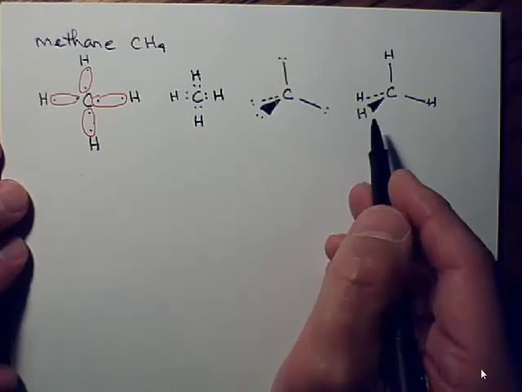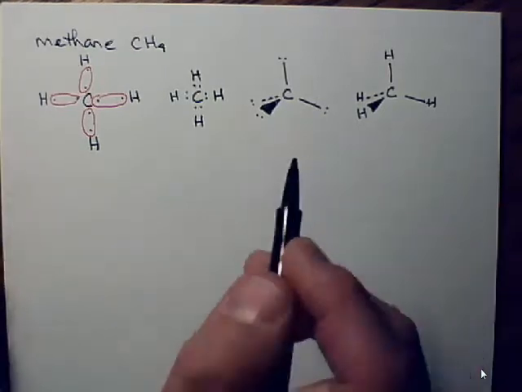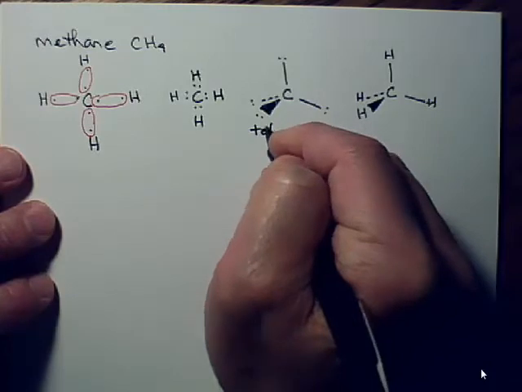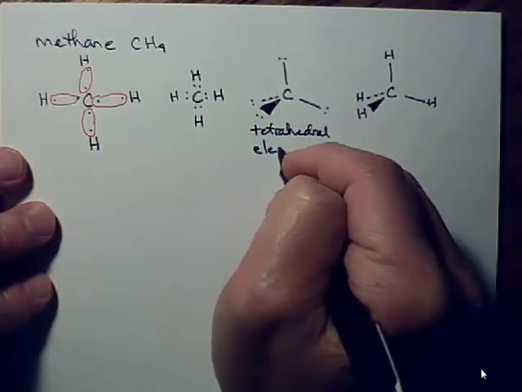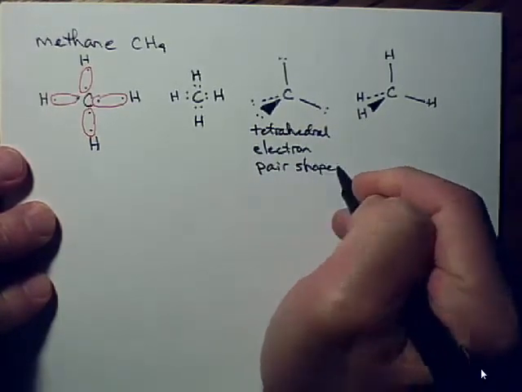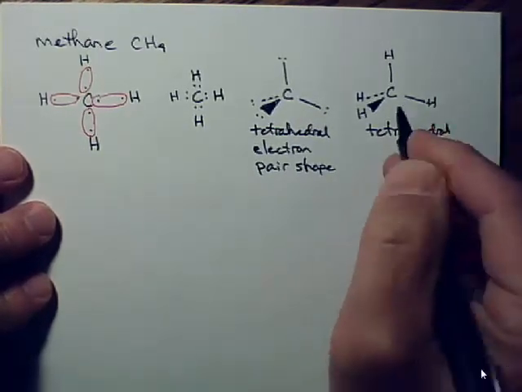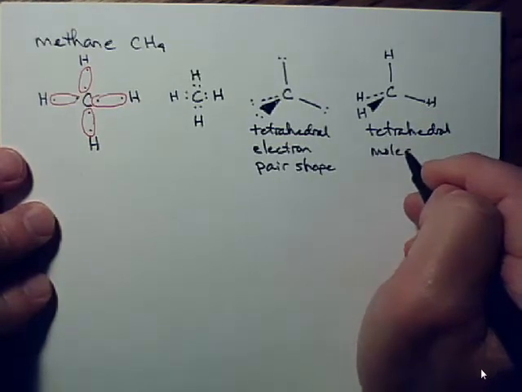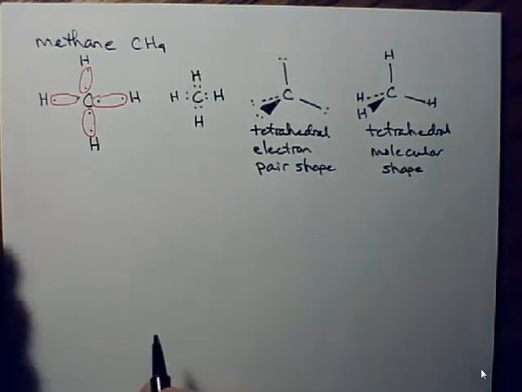All right. So this is one of those cases where you don't do three-dimensional drawings, only 2, and that only happens when you don't have any lone pairs. So this is a tetrahedral electron pair shape, and this is a tetrahedral molecular shape. Okay.